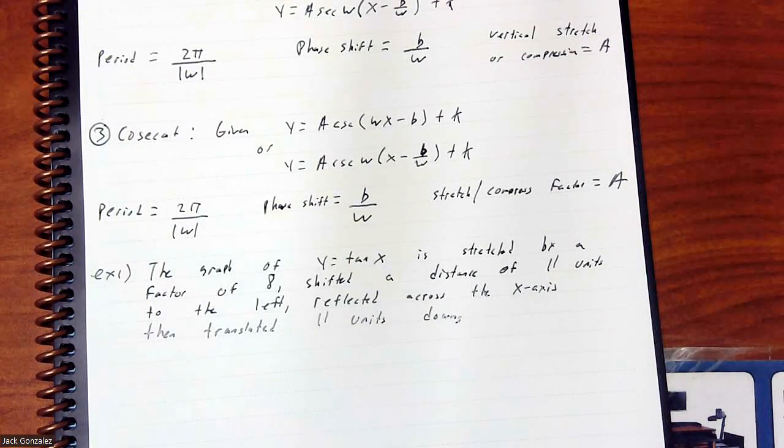Okay. Remember the whole shifting to the left, up and down, all that stuff is the same. Nothing has changed. Only difference is we're looking at a trig function instead of a polynomial. Okay, instead of a parabola, we got tangent.